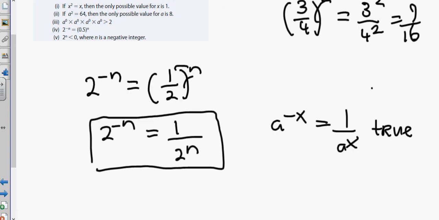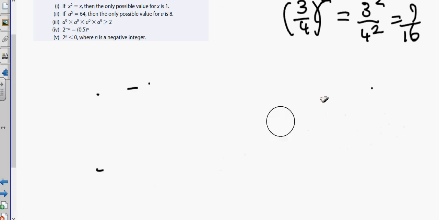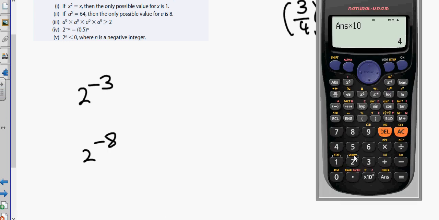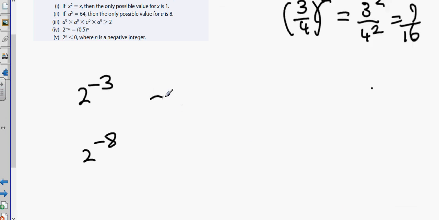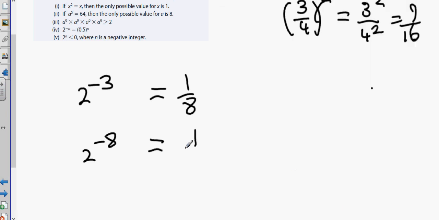Okay. 2 to the power of n is less than 0, where n is a negative integer. Well, what we can do is pick a negative integer. If n is a negative integer, then 2 to the minus 3 is an example of that, or 2 to the minus 8. You can put these into your calculator. 2 to the power minus 3 is 1 over 8, and 2 to the power minus 8 is 1 over 256. Both of these numbers are bigger than 0. Therefore, this is false.